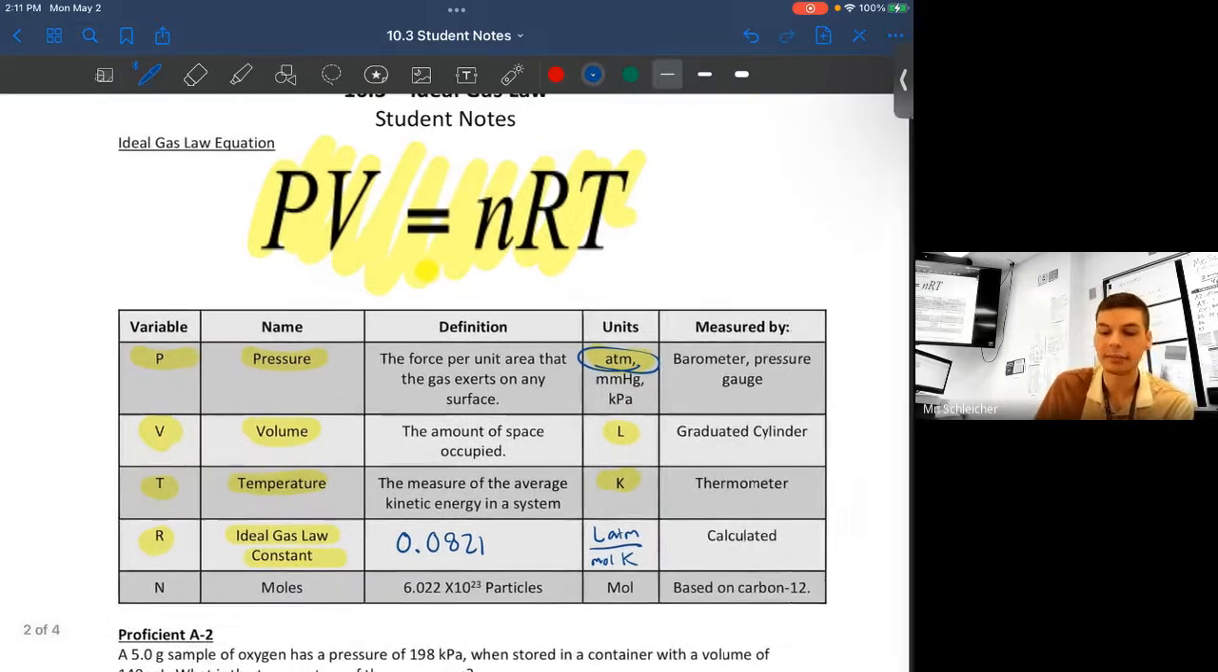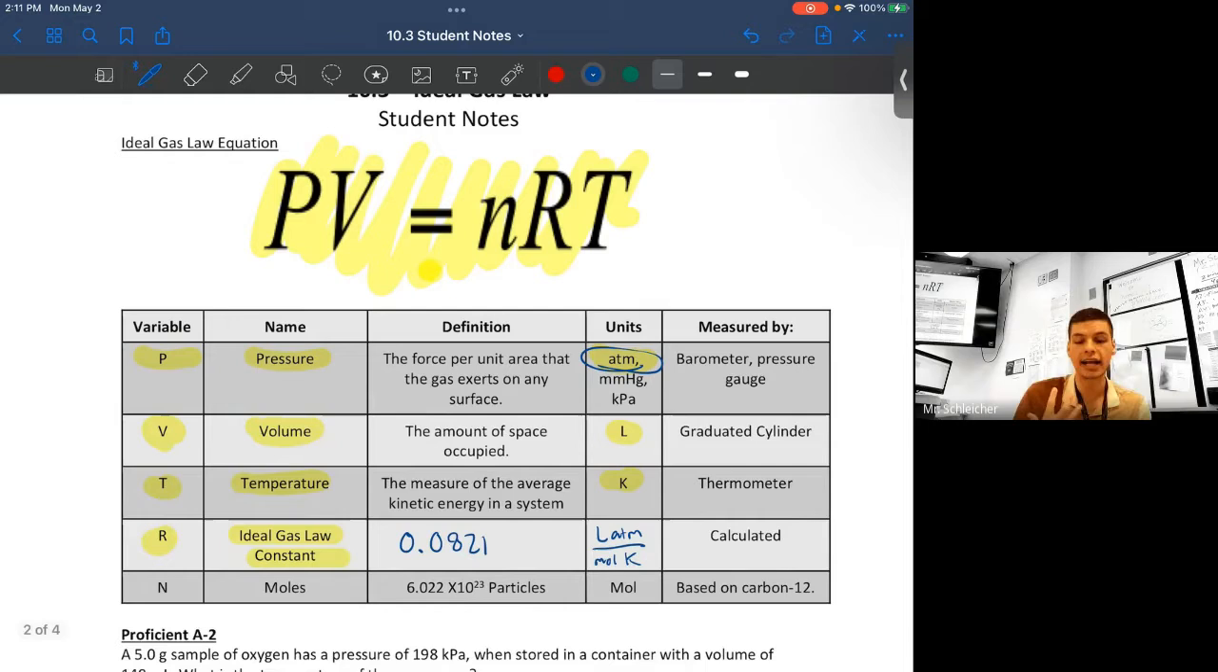So let's look at an example of solving a problem using the ideal gas law equation. Something else I want to say is that a lot of times when people are talking about PV equals nRT, they might also say P times V is equal to n times R times T. Most simply, they'll just call it the Pivnert equation, because that's what it sounds like when you say it.